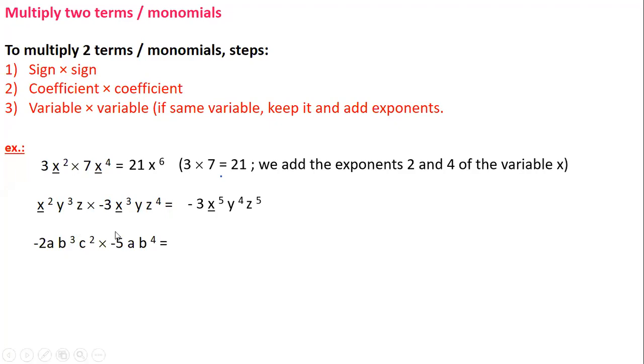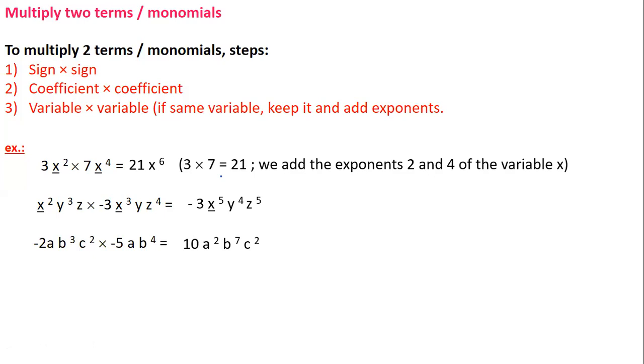Now b cubed times b to the power 4, the answer is? b to the power 3 plus 4? B to the power of 7. Yes, here we have c squared, here we do not have c, so we keep it what? C squared. Yes, we keep it as it is, c squared. Please solve this exercise to apply how we multiply two terms or two monomials. Any question about this part, guys?